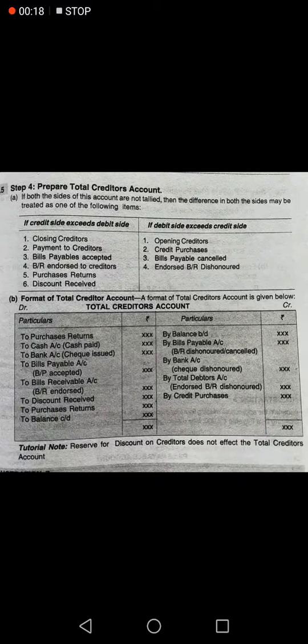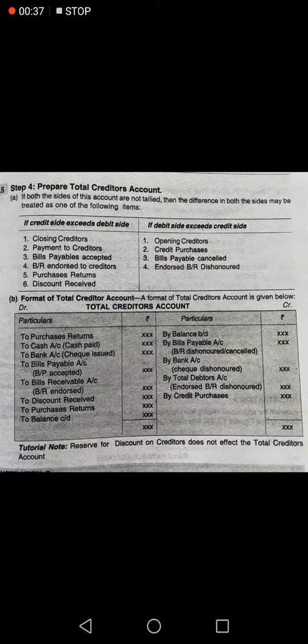What does this mean? We purchased goods from someone and we did not pay him the cash. We took goods on credit, purchased goods on credit. So he is a creditor for us. So what happens in this case, we draw a bill and give that bill to him. Here, bills payable comes into the picture.